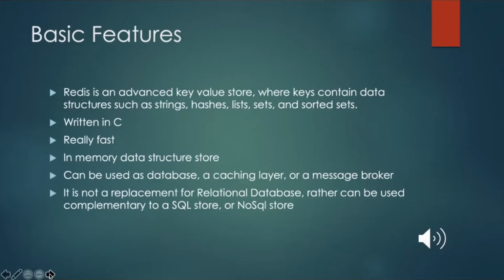Basic features of Redis. Redis is an advanced key value store where keys contain data structures such as strings, hashes, lists, sets, and sorted sets. Its name, Redis, Remote Dictionary Server, suggests it is an in-memory data structure store used as a distributed in-memory key value database, cache and message broker with optional durability.